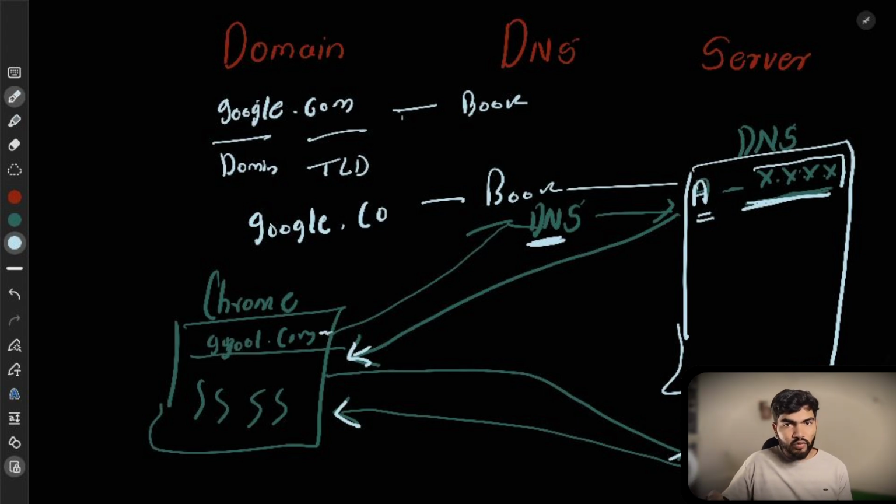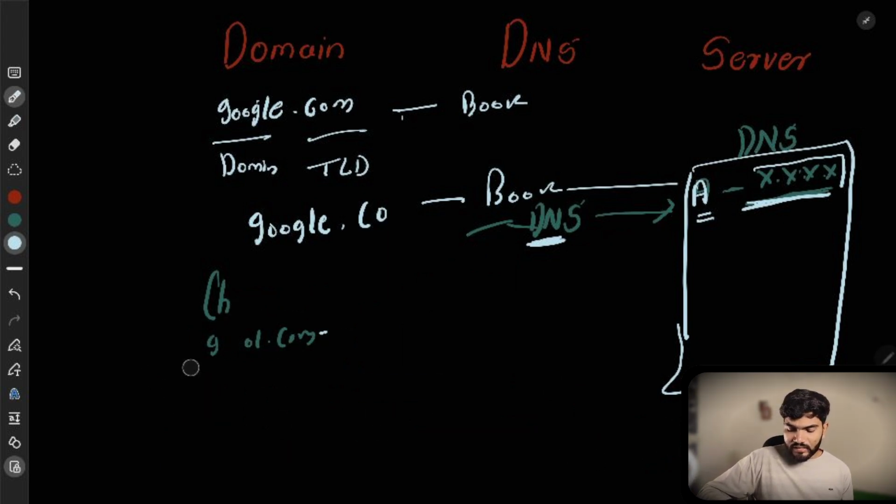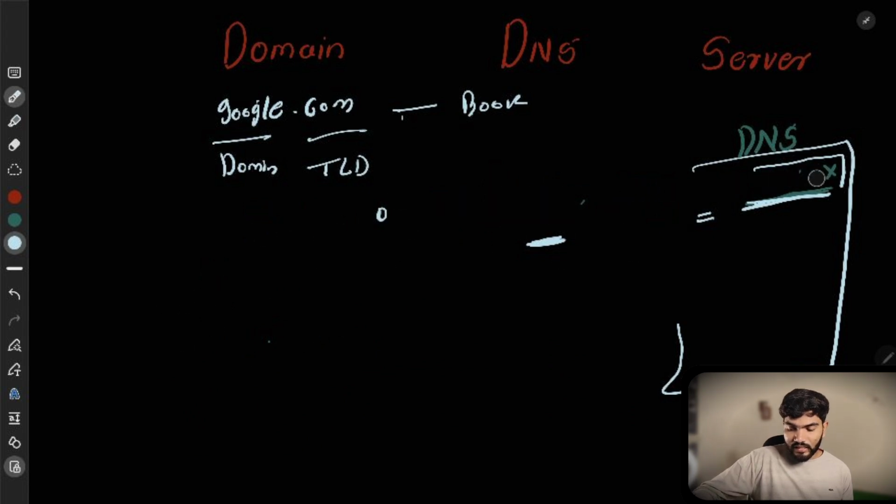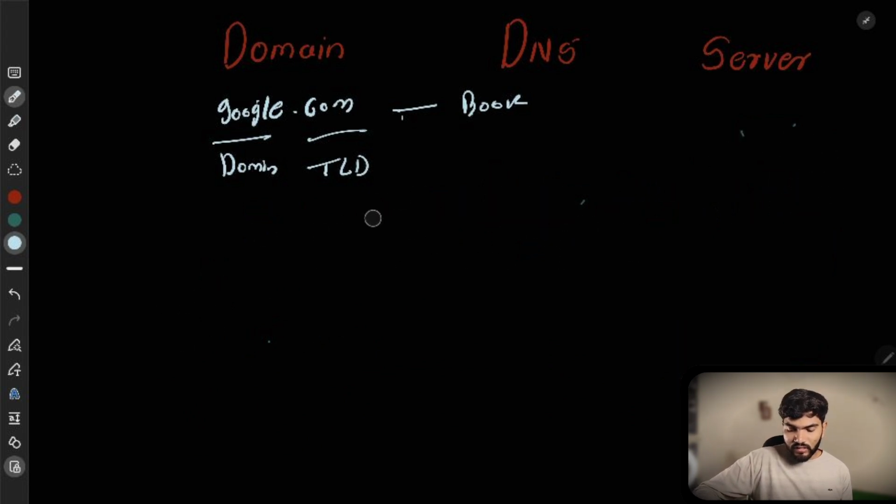DNS is nothing but the book which maintains the records. Okay, let's erase all of this and let's explore what exactly this server is. Okay, so now we will explain the server. As I said, DNS will have one IP address, and that IP address will be any server's IP address. So that's where the server comes in. So what exactly is a server? Server is nothing but a computer.